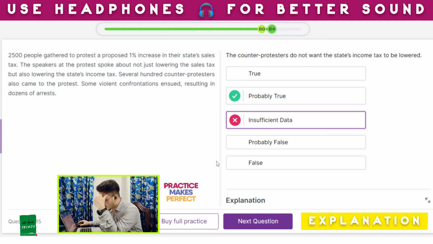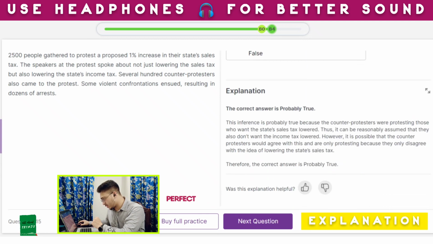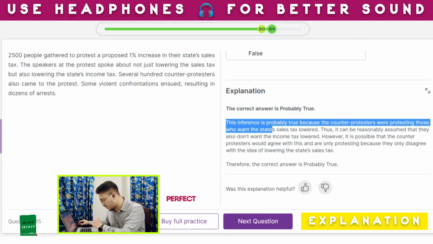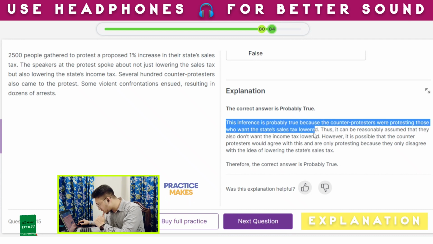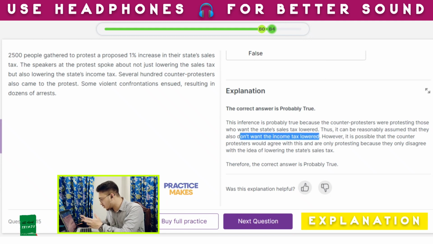Okay, so the next question, actually, which I didn't do, my answer was not right, which is wrong. It says that it's probably true, because if you see the explanation, this inference is probably true because the counter protesters were protesting those who want the state sales tax lower. Thus, it can be reasonably assumed that they also don't want the income tax lower.